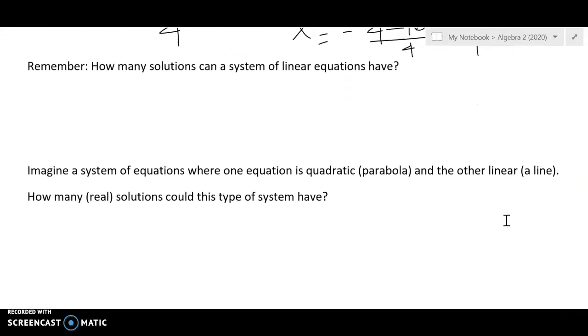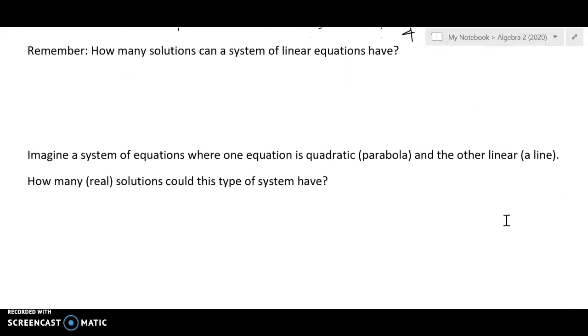Okay, here's the newer part for the notes today. It says, remember, how many solutions can a system of linear equations have? This is what we did back in school. There were 3 different scenarios. You could have 2 linear lines that look something like this. We said that these were parallel to each other, that they never ever touch, so there's no solution.